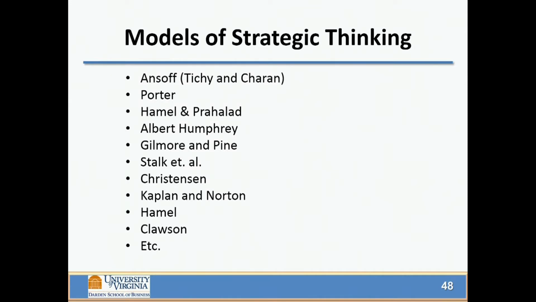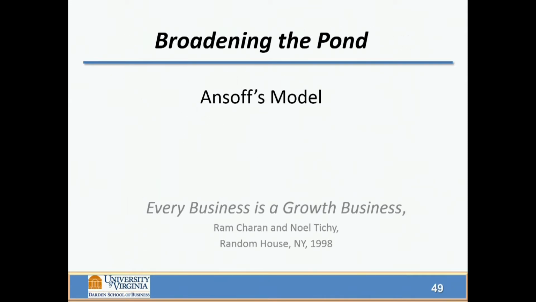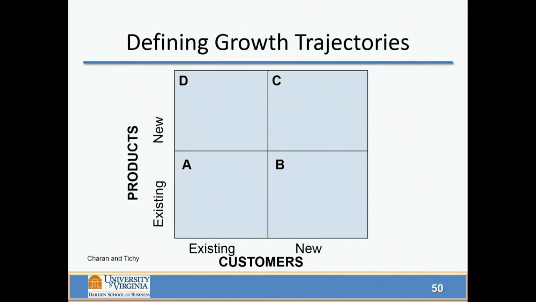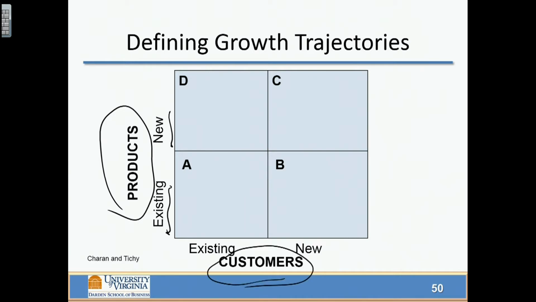So let's look at these models that we have available to us in the world. One of the earlier ones comes from Igor Ansoff, in which he created a 2x2 matrix where we have products over here, existing products and new products, and on the horizontal axis we have customers.